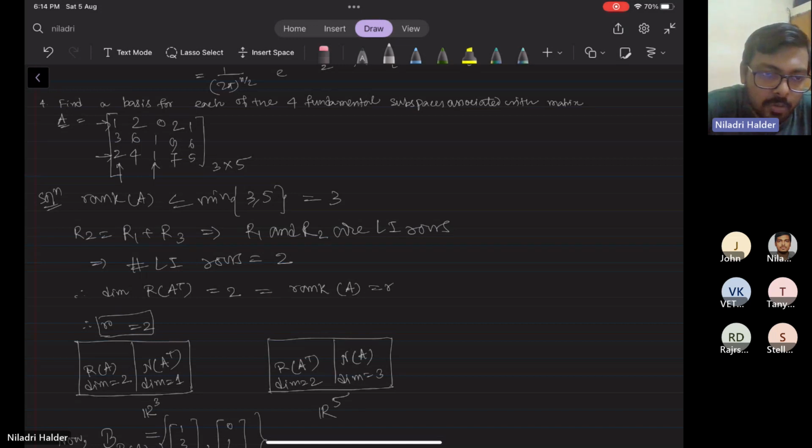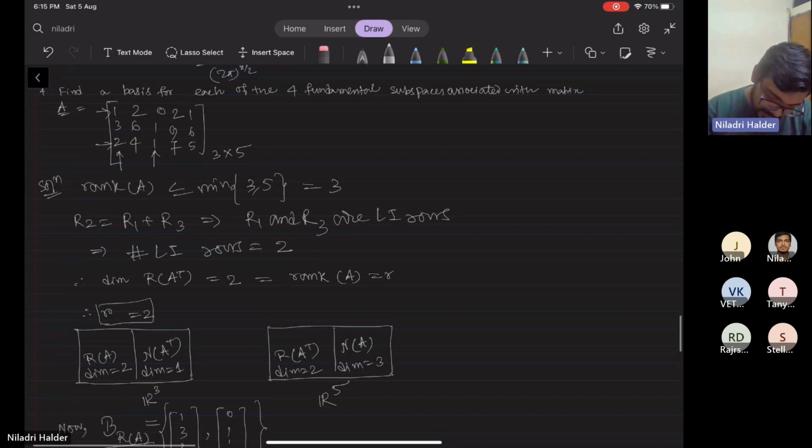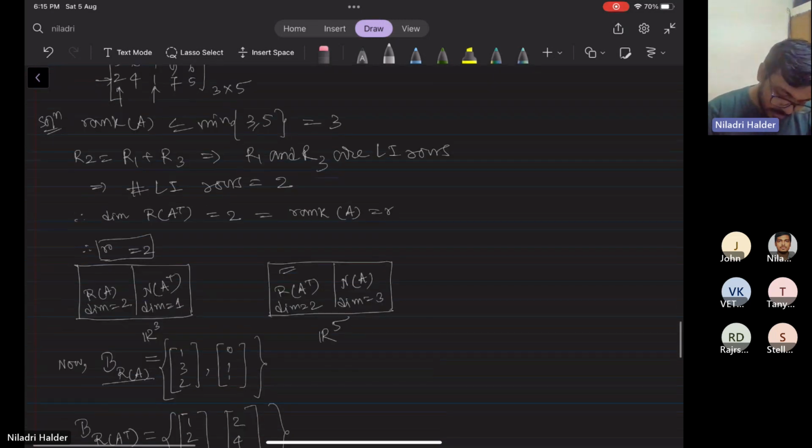So R1 and R3 are the linearly independent rows, and R2 is the dependent row. So the number of linearly independent rows is 2 actually. So we can say that the dimension of the range space of A transpose, that means this portion, is 2. We know that the dimension of the range space of A transpose and the range space of A is the same. That means rank of A and rank of A transpose are the same. So if one has dimension 2, the other will have dimension 2. So rank of A is equal to 2 now.